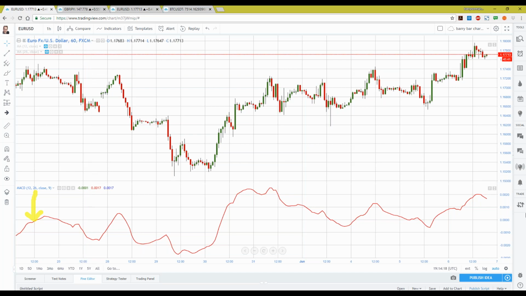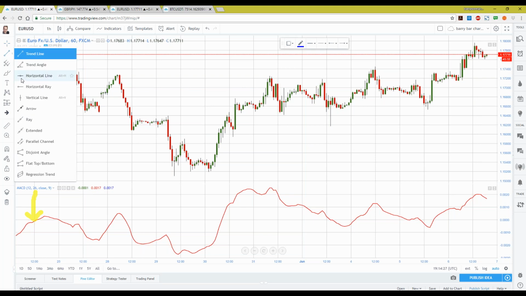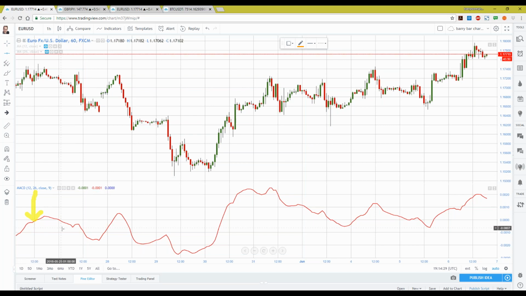Whenever it crosses this zero line, actually, let me just put a line on here so you can see it a little bit easier. So whenever it crosses that zero line, we know that the two moving averages crossed over each other.